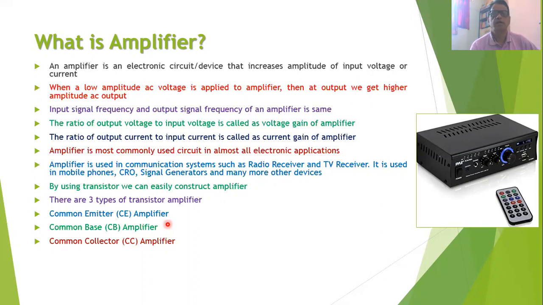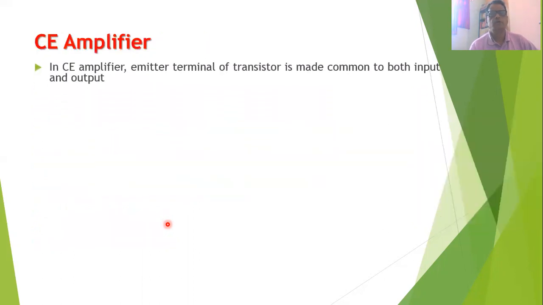We will discuss what the circuit diagram of the CE amplifier is, how this amplifier works, and finally, we will obtain some expressions for this CE amplifier. So let us go for the study of the CE amplifier. As its name indicates, the CE amplifier is an amplifier in which the emitter terminal of the transistor is made common to both input and output. And that is the reason it is called a CE amplifier, common emitter amplifier. That is, the emitter terminal is made common to both input and output.